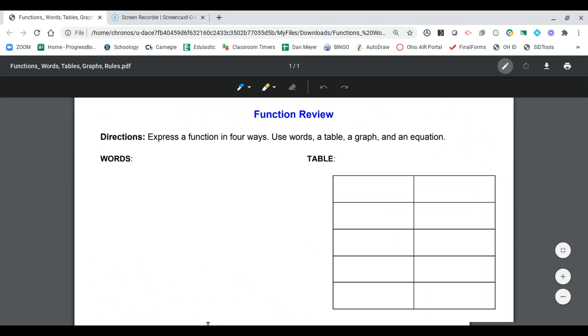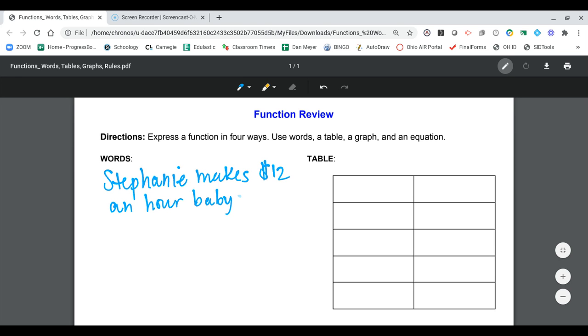So the first thing we're going to do, we're going to think of a function and write words about it. I'm going to make something up. How about Stephanie makes $12 an hour babysitting. So that's a very simple function. Every hour she babysits, she makes $12. So that is a function expressed in words.